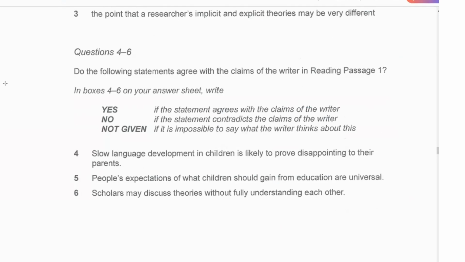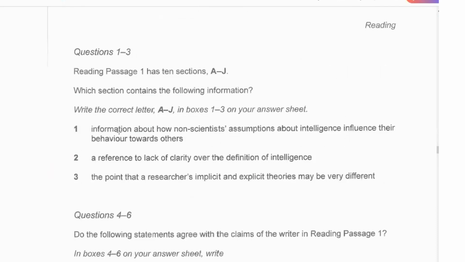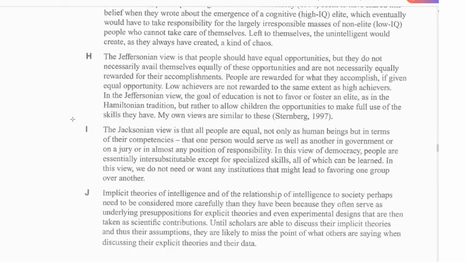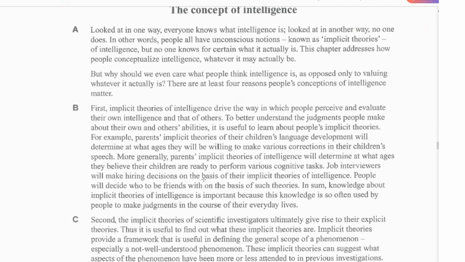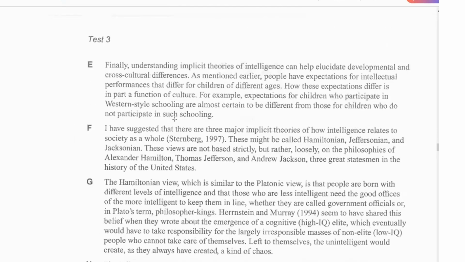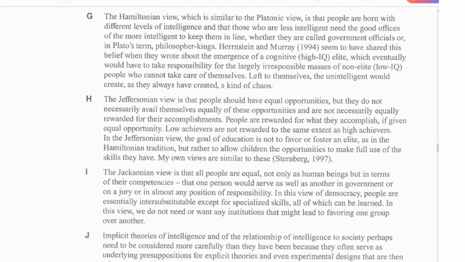So what do we have in number 1? Matching information. I already have an idea of where many of the details are located. Information about how non-scientist assumptions about intelligence influence their behavior towards each other. Assumptions. That's the last paragraph, the paragraph I just read. Wait, hold on. Non-scientists. No, that's paragraph B. The last paragraph is for scientists, scholars. So it can't be the last paragraph.